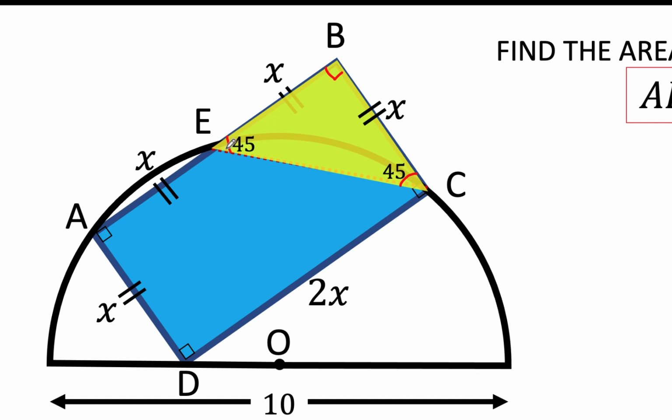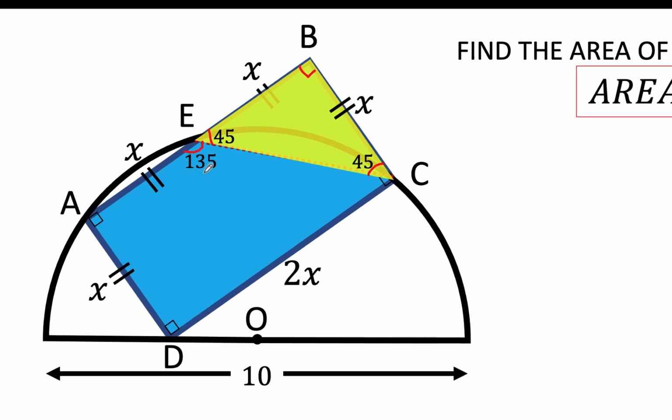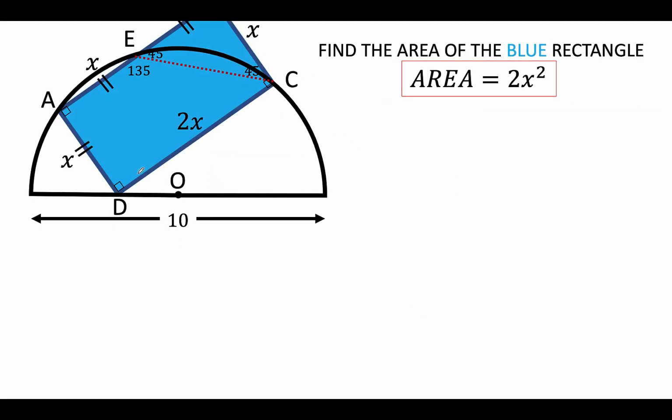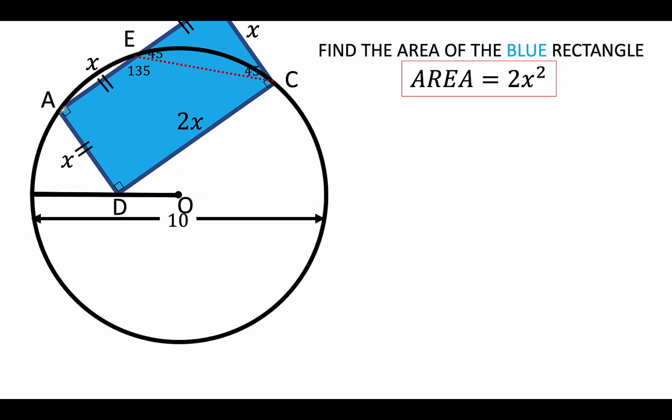Now, we have here a linear pair, which means that the measure of this angle is 180 minus 45, or 135 degrees. Now, let's complete the circle so we can apply some properties of a circle. Remember that angle AEC is 135 degrees. Now let's connect the center O to points A and C. OA and OC are both radii of the same circle, and they are equal. If the diameter is 10 units, then the radius is 5 units.